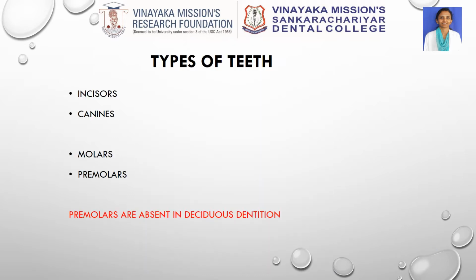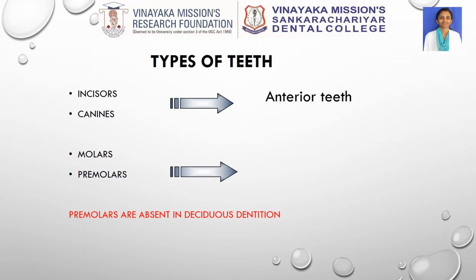The types of teeth present in the mouth of a human are the incisors, canines, premolars and molars. The incisors and canines are called the anterior teeth, and premolars and molars are called the posterior teeth. The premolars are absent in deciduous dentition.